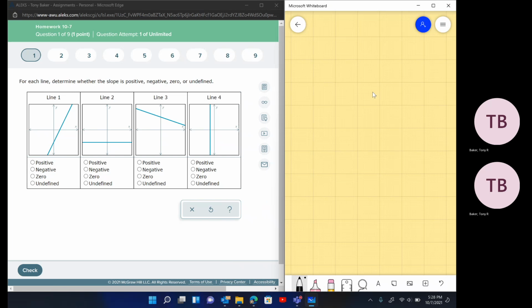All right, so this one, we're going to start this topic, basically the 9th topic, it's looking a lot more at slope. So when we're looking at this problem here, I've got for each line, determine if the slope is positive, negative, 0, or undefined.